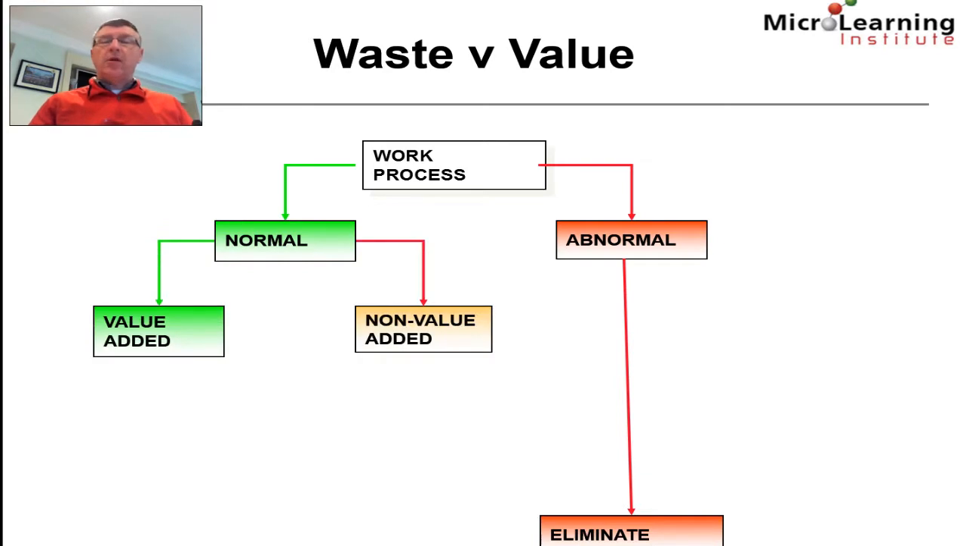Now, when we look at the normal activities of a process, some of those activities are value added in that they bring value directly to the customer. However, some of the activities within a work process are non-value added. They have to be done perhaps, but they don't bring direct value to the customer. And of those value added activities, we want to encourage a flow of those value added activities. So ideally, we want a process to consist of normal activities, all of which bring value to the customer and they flow continuously without deviation.